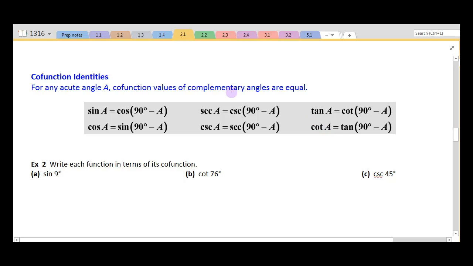So this is for angle A. We could represent this if I wanted the sine of B equals the cosine of 90 minus B. So I would just change out the angle value that I have written there. Using those cofunction identities, let's see if we can answer these examples down here.